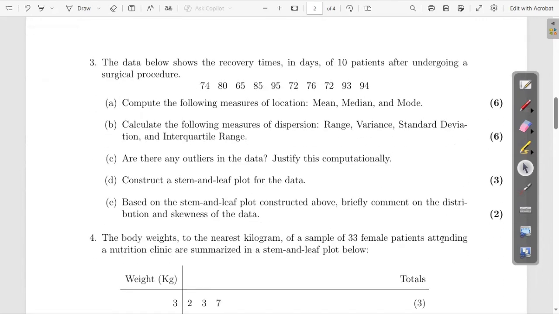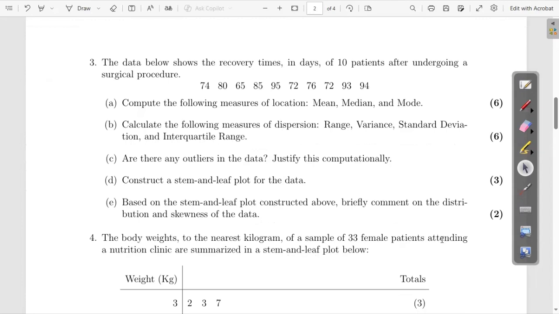Then we'll move from there to talk about the measures of location. How can we find the mean? Can we find the median? How can we find the mode? And the like. We'll also talk about the measures of spread or the measures of dispersion, like the range, the variance, standard deviation, and the interquartile range.